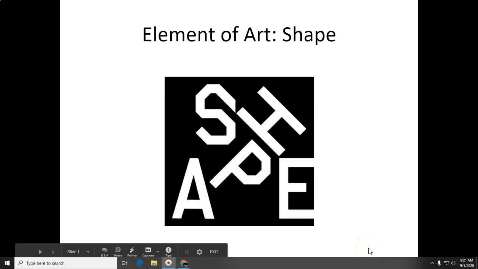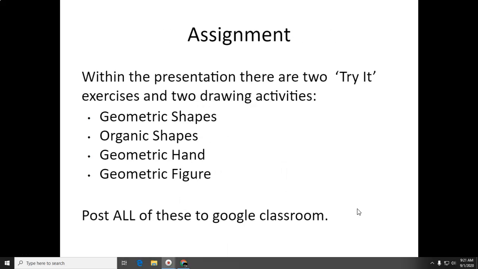Hello class, today we are going to talk about the element of art, shape, and learn how to work with it. Skill Builder 2. Within the assignment, there are 2 try it exercises and 2 drawing activities. All of these get posted to Google Classroom, please, as images. Please do not put them in a doc. Post them as image files.